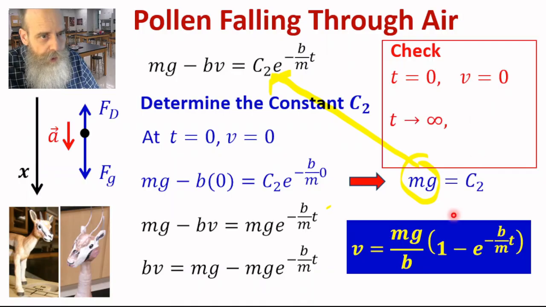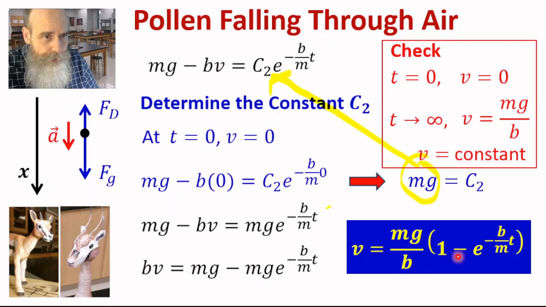Now let's look at when t goes to infinity. When t goes to infinity, the exponential function becomes e to the negative infinity, which is 0. So this is 1 minus 0. And so v is mg over b. That is a constant. It doesn't depend on time. And after a long time, we expect v to become a constant equal to the terminal velocity. So our equation makes sense.